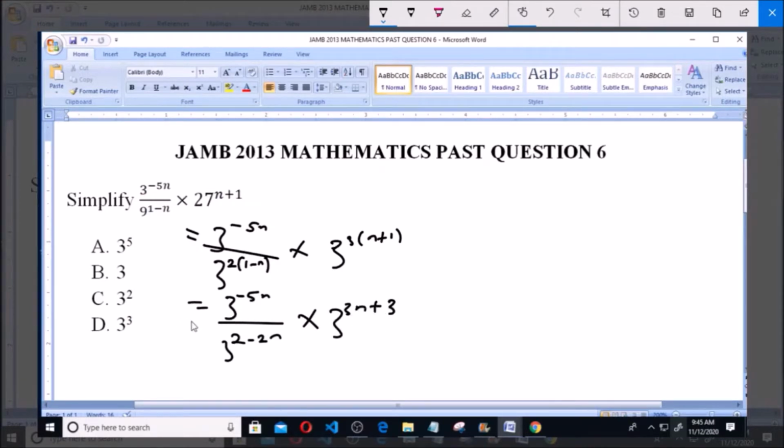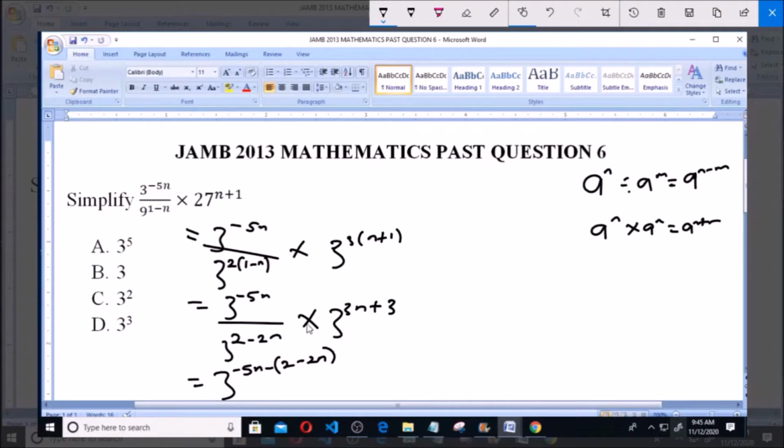Now from indices, when we have a raised to the power of n divided by a raised to the power of m, this is equal to a raised to the power of n minus m. So the same thing applies here. So now this will be equal to 3 raised to the power of minus 5n minus 2 minus 2n. Now in indices, when you have a raised to the power of n multiplied by a raised to the power of m, that is equal to a raised to the power of n plus m, and it also applies here since we are multiplying. So plus 3n plus 3.